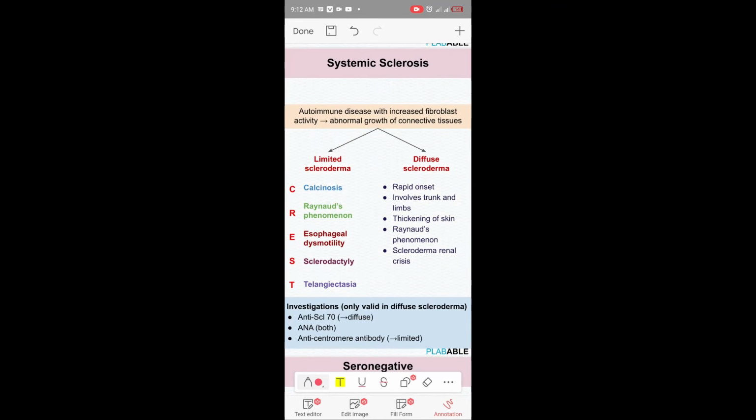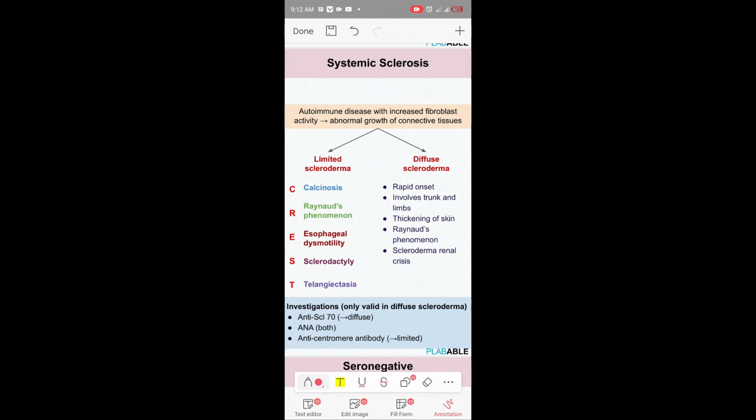Now comes another important thing, that is systemic sclerosis. Another very important topic. There are many types actually, believe me. But at your level, just be limited to limited and diffuse. In the limited, CREST is actually a subtype of limited. Limited is where the skin involvement is not extensive, and the organ involvement is less.